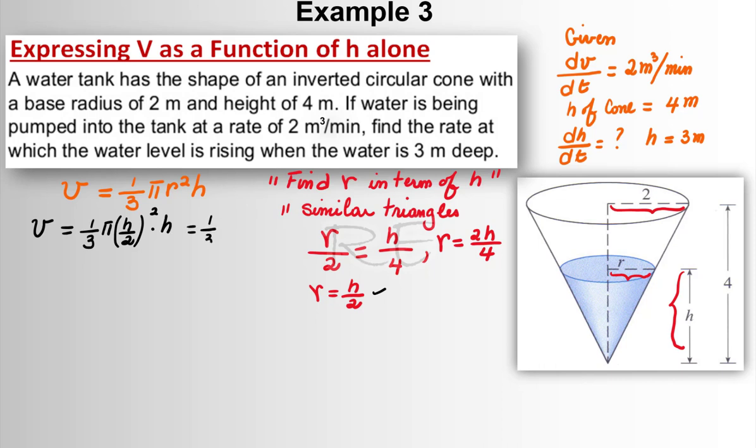which is 1/3 pi h squared over 4 times h over 1. So the volume is pi h cubed over 12.